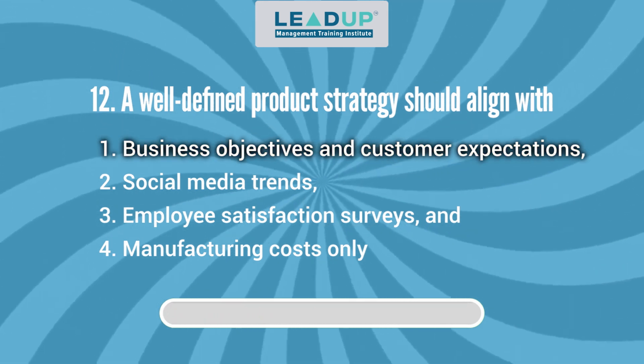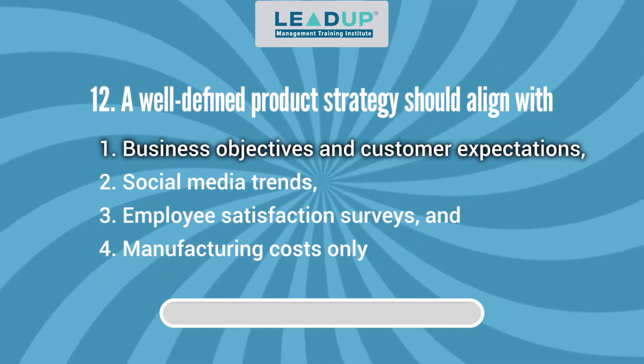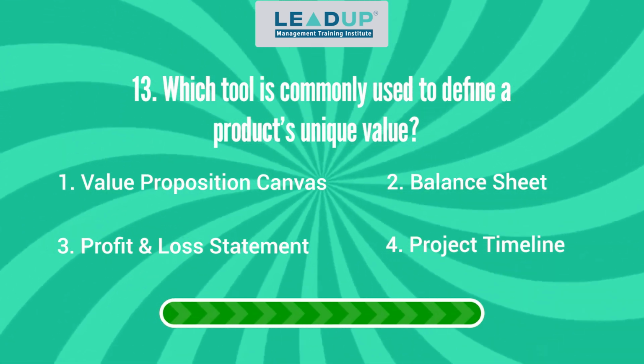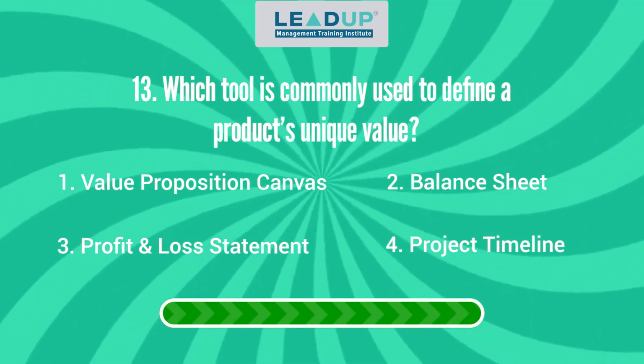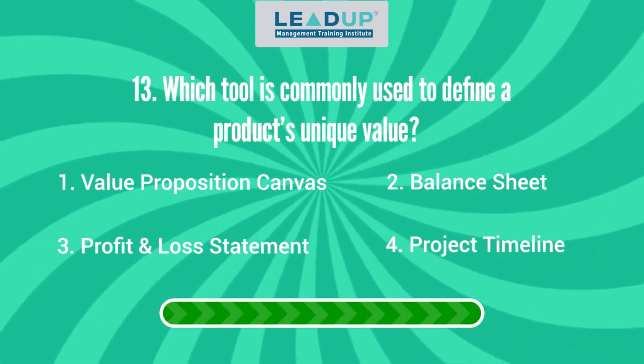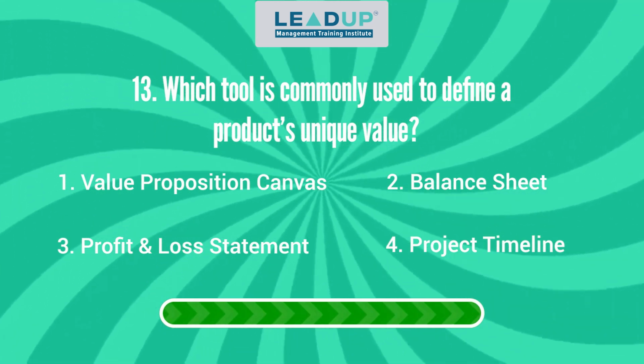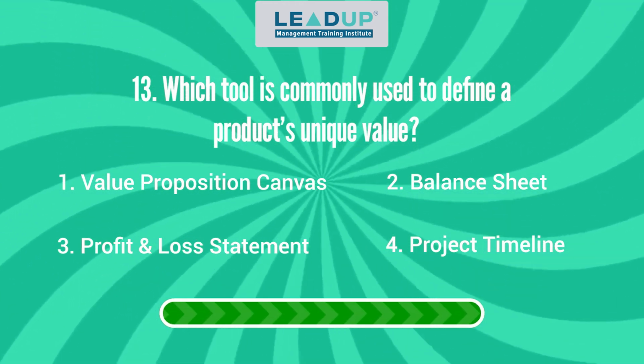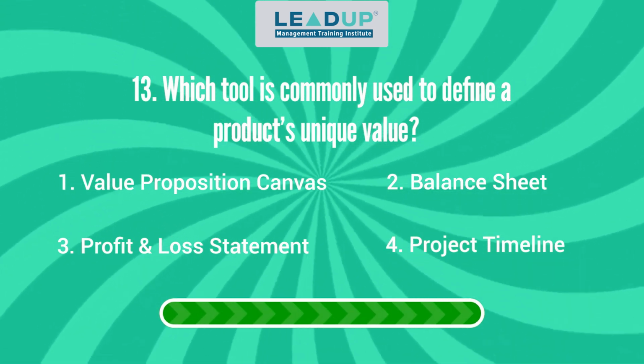Answer: business objectives and customer expectations. 13. Which tool is commonly used to define a product's unique value? 1. Value proposition canvas. 2. Balance sheet. 3. Profit and loss statement. And 4. Project timeline.